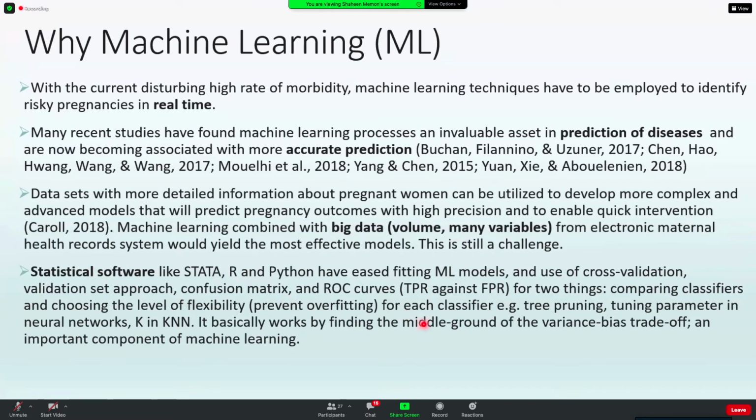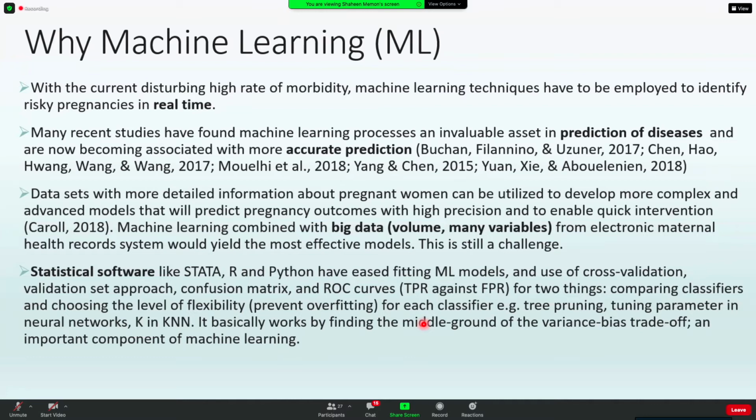Now, on the other hand, we have statistical software like Stata, R, Python that have really eased fitting ML models. I mean, with R, it's so easy to fit a model nowadays. Just install the package that you need, like the cart package or the random forest package, and the codes are so easily available online. There's so much R documentation, and the R community is so big. So you cannot fail to get the codes for any particular problem that you need, right? So it's so easy to fit models nowadays. And you can get codes for the confusion matrix, for the ROC curves, or even cross-validation, whatever you need.